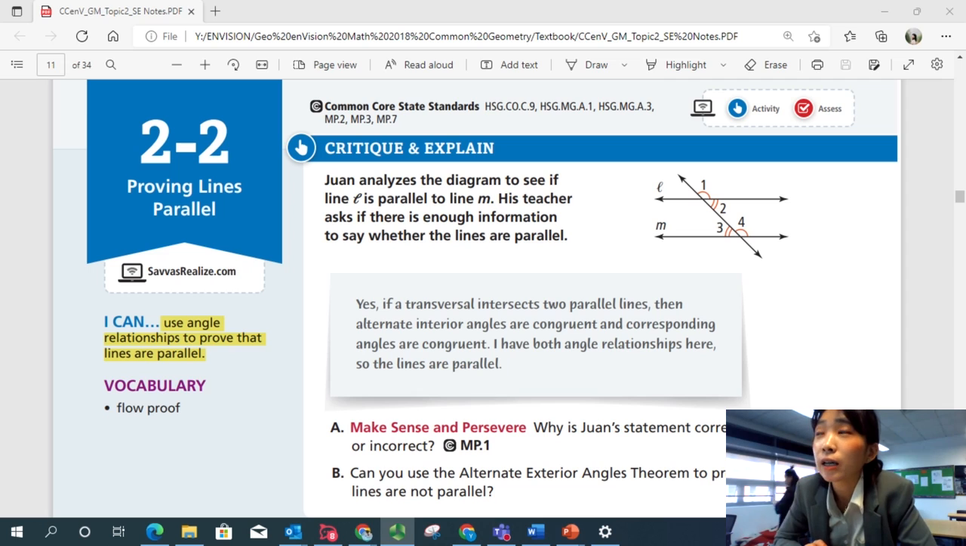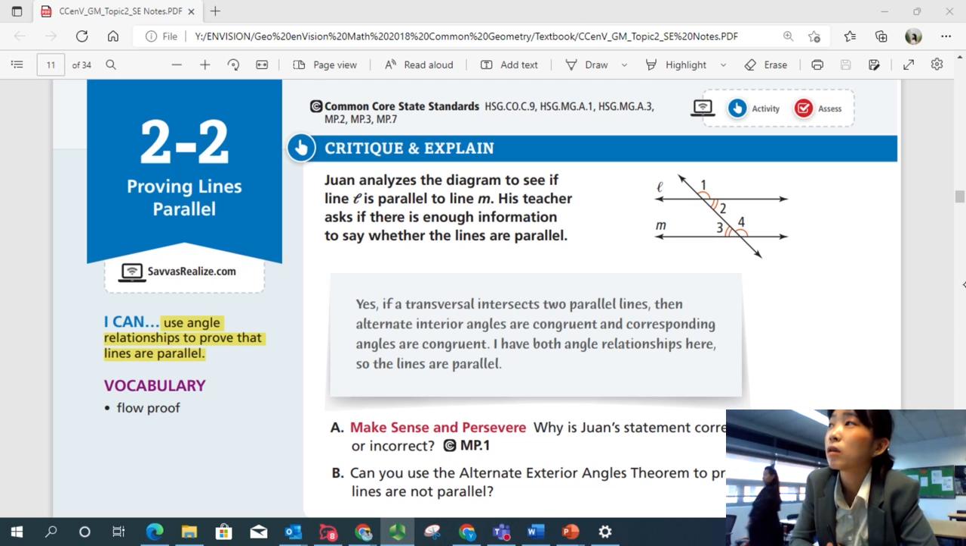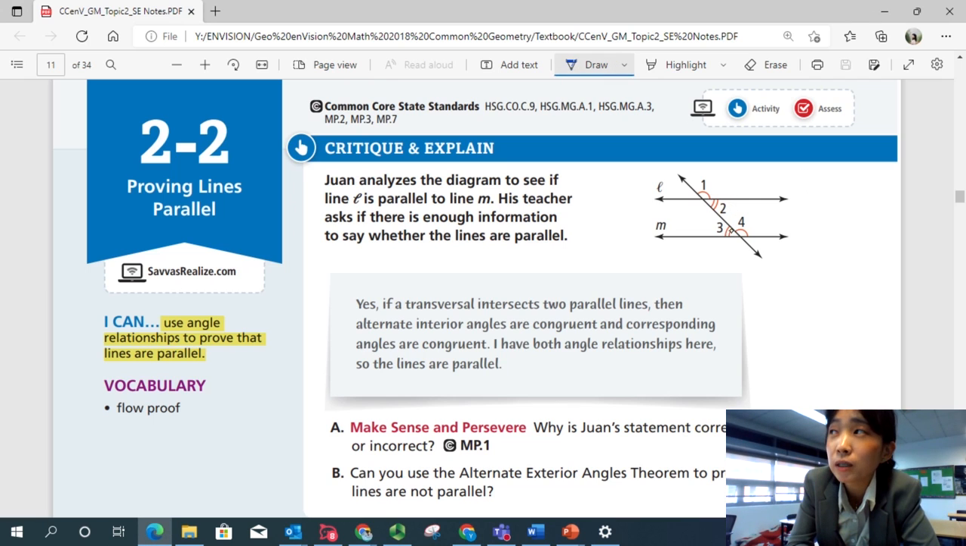Juan analyzes the diagram to see if line L is parallel to line M. His teacher asks if there is enough information to say whether the lines are parallel. If you look at the diagram, there is some notation to tell you which angles are congruent and which are not. So is this enough information to say whether the lines are parallel? We can see that angles 2 and 3 are congruent. Angles 1 and 4 are congruent.